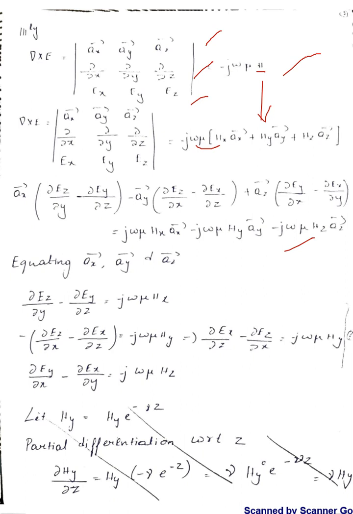Now similarly, I'm going to equate the terms of Ax vector, Ay vector and Az vector. I have Ax vector on the left hand side as well as the right hand side, so I'm going to equate the Ax vector terms. I also have Ay vector on the left hand side and Ay vector on the right hand side, so I'm going to equate the Ay vector terms. Similarly, I have Az vector on the left hand side and Az vector on the right hand side. So I have obtained these three equations, and these three equations are marked as equation number 6.